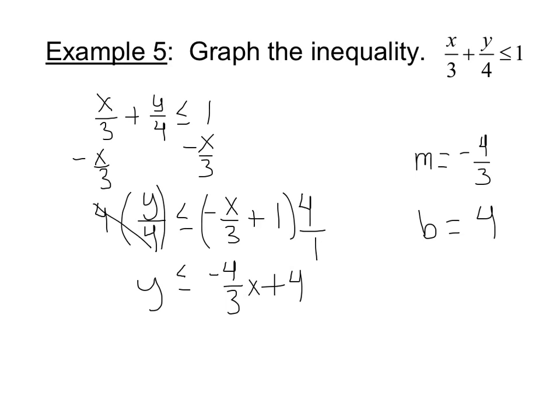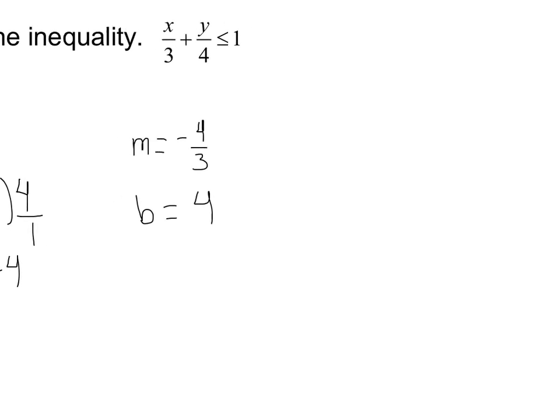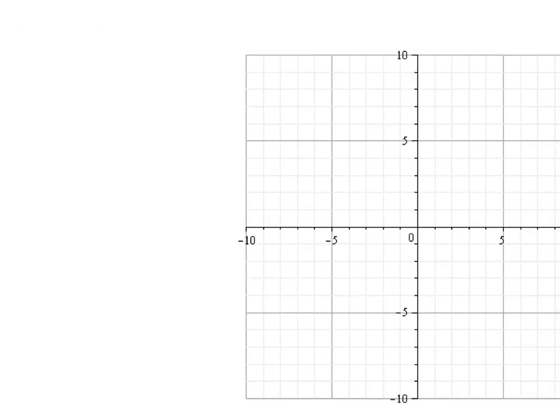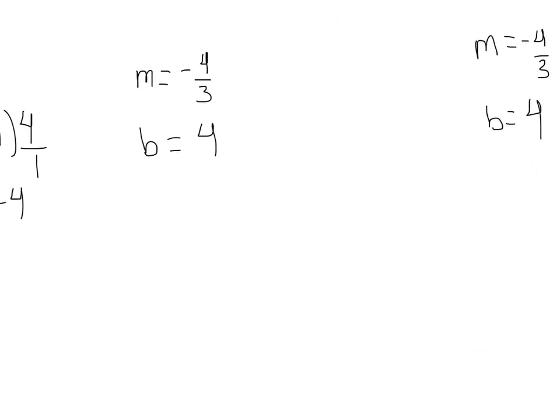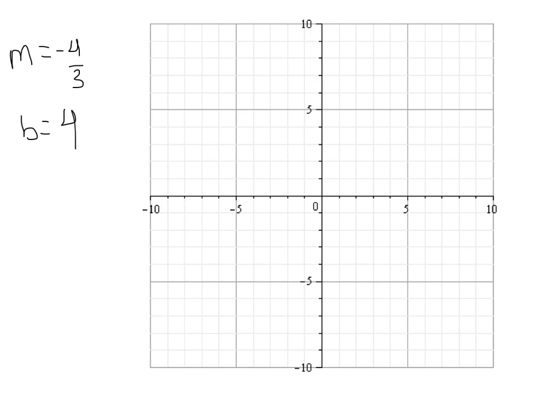So let's take a look at our graph now. So the slope is negative 4/3. The beginning point is 4. Let me double check that. Yep. So I begin at y-intercept of 4. And then I go down 4, right 3. Or up 1, 2, 3, 4, left 1, 2, 3.